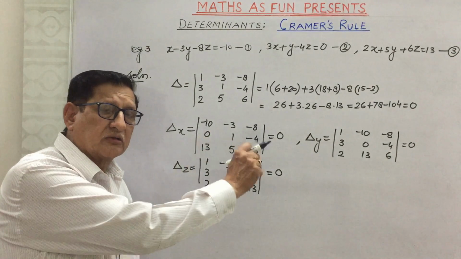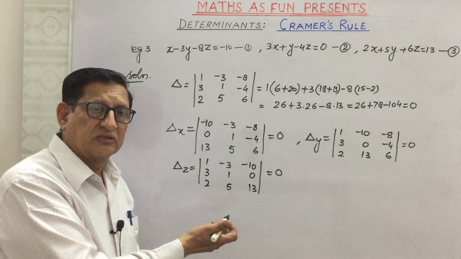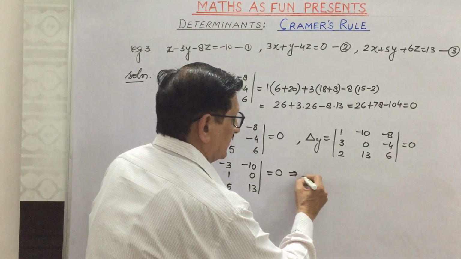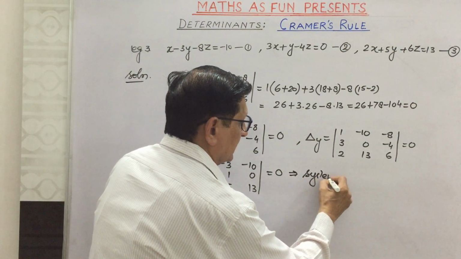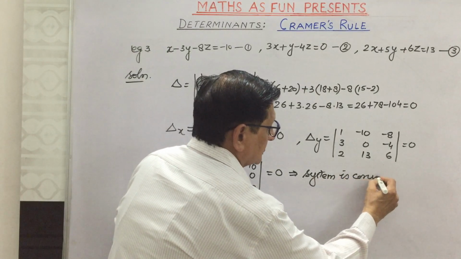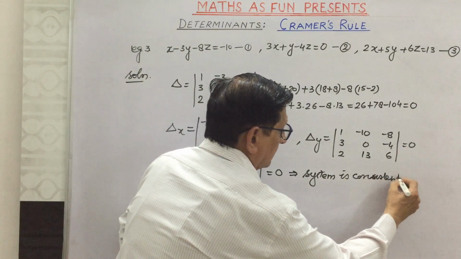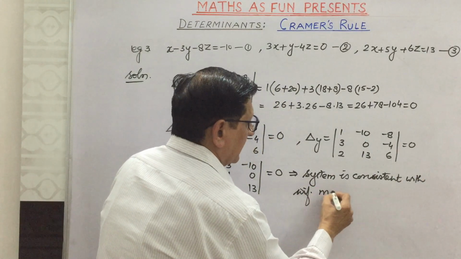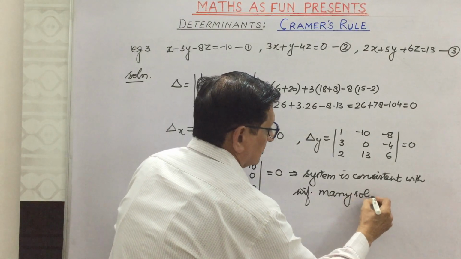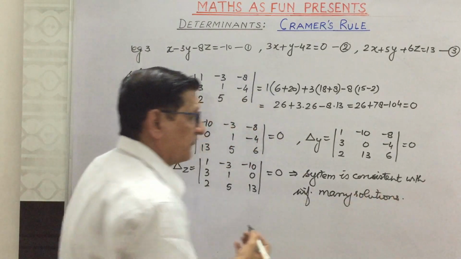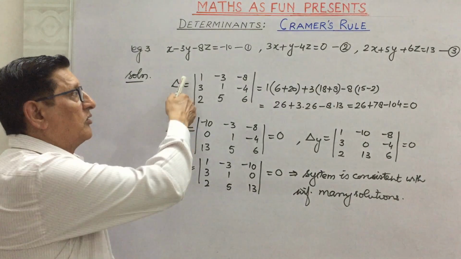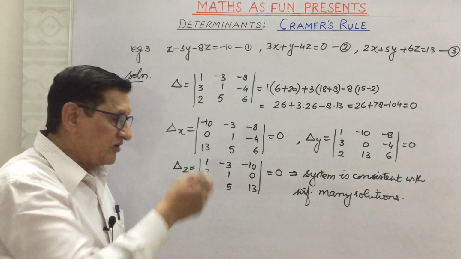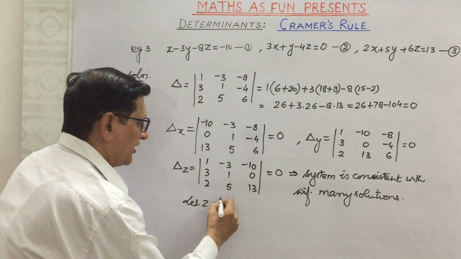And if the value of all the determinants is 0, then we say the system is consistent with infinitely many solutions. And for that we know that we take any of x, y or z as k, an arbitrary constant. So we are taking here z equal to k.